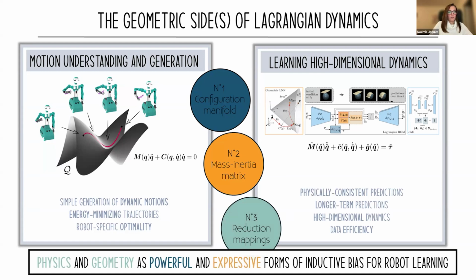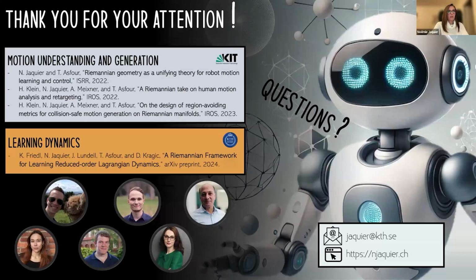So I hope that I managed to convince you that physics and geometry are actually powerful and expressive form of inductive bias for robot learning in general. And with that, here are the references of the papers that I presented, and I'm very happy to answer questions.